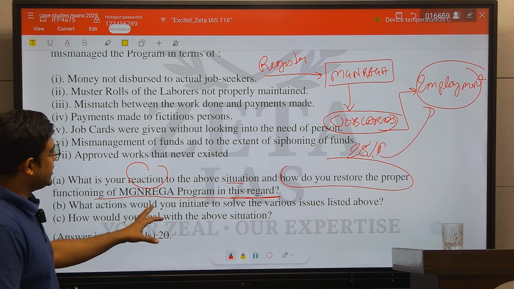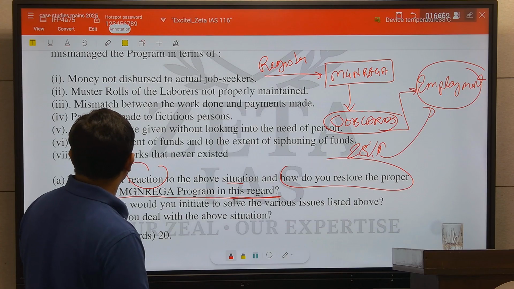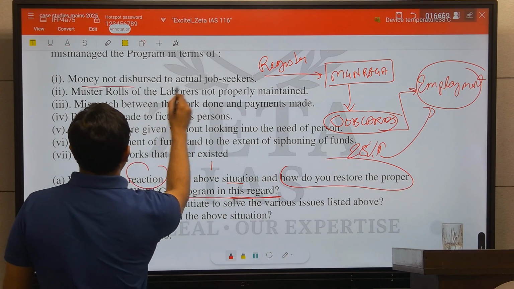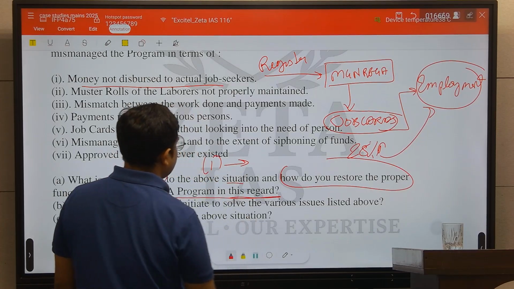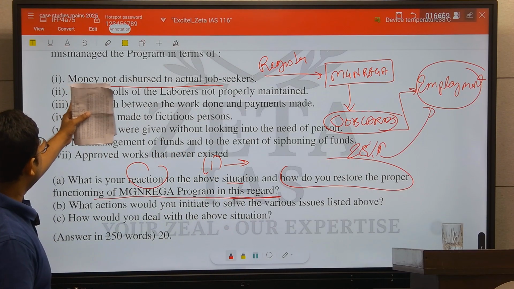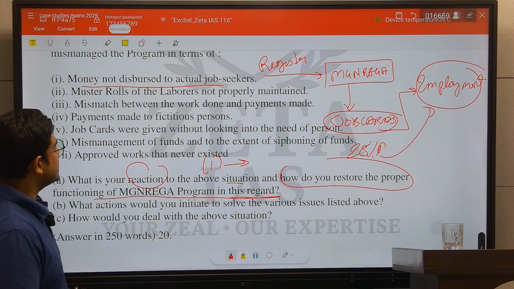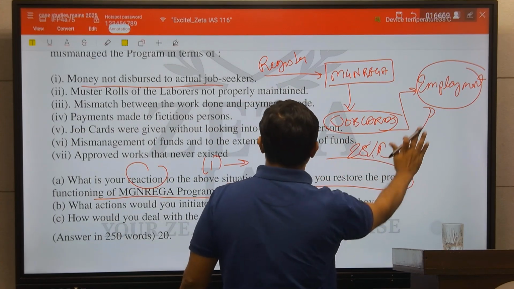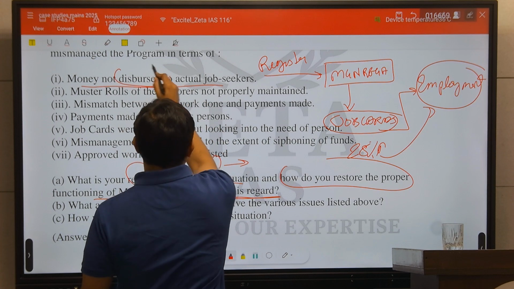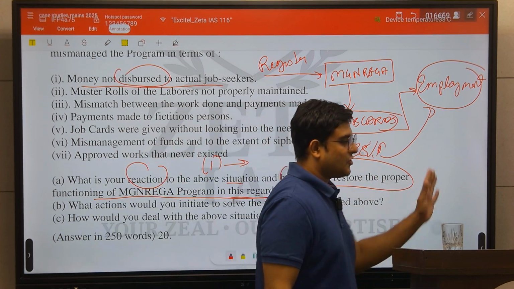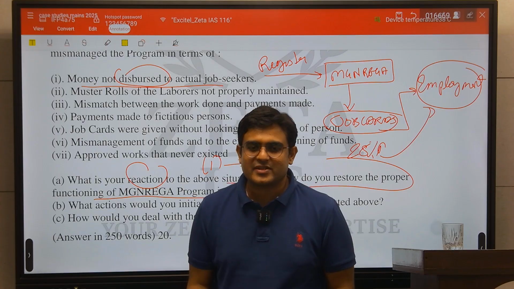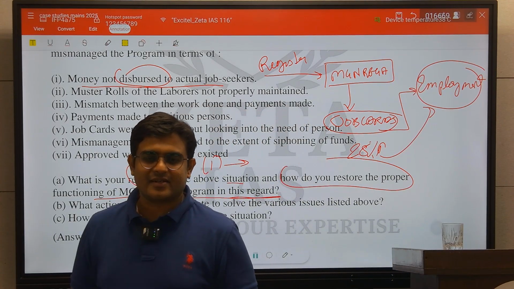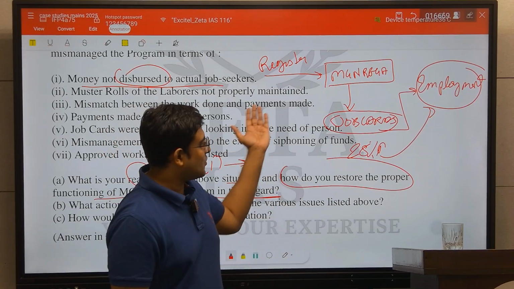What would you initiate to solve the various issues listed above? So take the issues one by one. In the answer, write the issue number; you need not write the entire statement. So one, identify this issue. The first issue is money not disbursed to the actual job seekers. Who are these job seekers? Those who have registered job cards. It has not been disbursed, and 25% the state government ought to give. So why has it not been disbursed? If it's under your authority, then disburse that money. That is the solution to this.